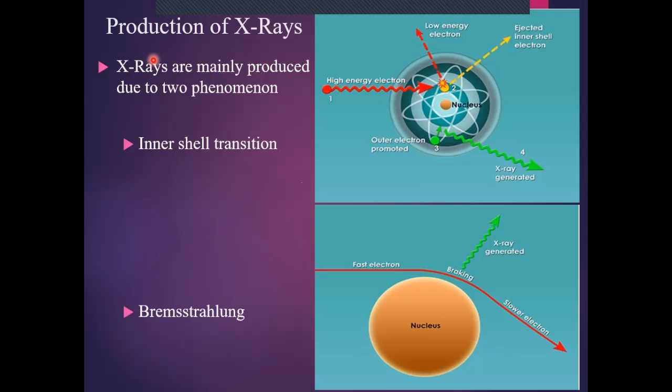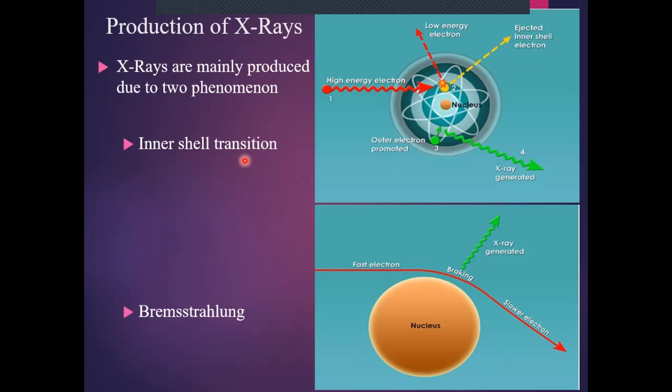Production of X-rays. There are mainly two phenomena by which X-rays are produced. First one is the inner shell transition and second one is the Bremsstrahlung phenomenon. First one, the inner shell transition.